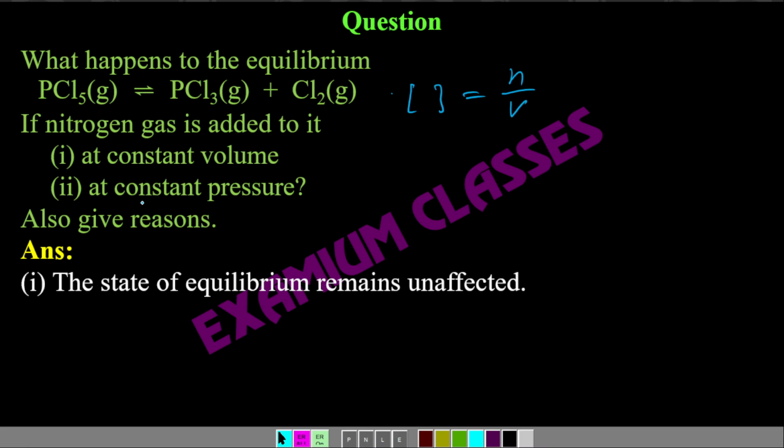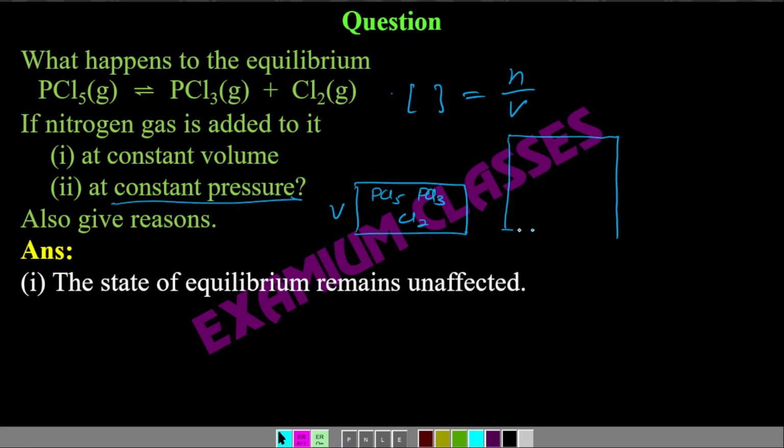But suppose we have constant pressure. Try to understand, for simplicity I am taking the volume V and 2V. Initially the volume is V and we inject nitrogen into it. Initially we had some PCl5, some PCl3, some Cl2. Now we have nitrogen also in it. We have PCl5, PCl3, Cl2 and N2, and volume becomes 2V to maintain the same pressure. Pressure is the same, volume increased to maintain the same pressure. Then what will happen in this case?